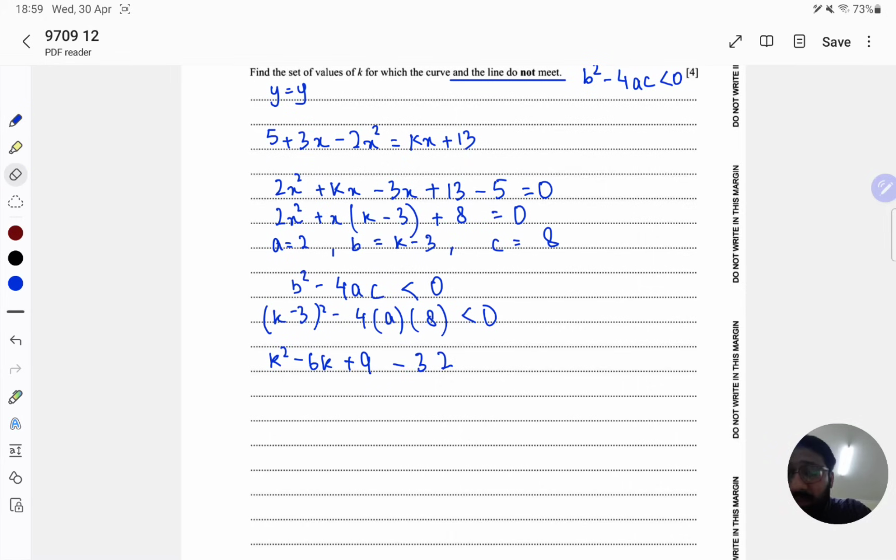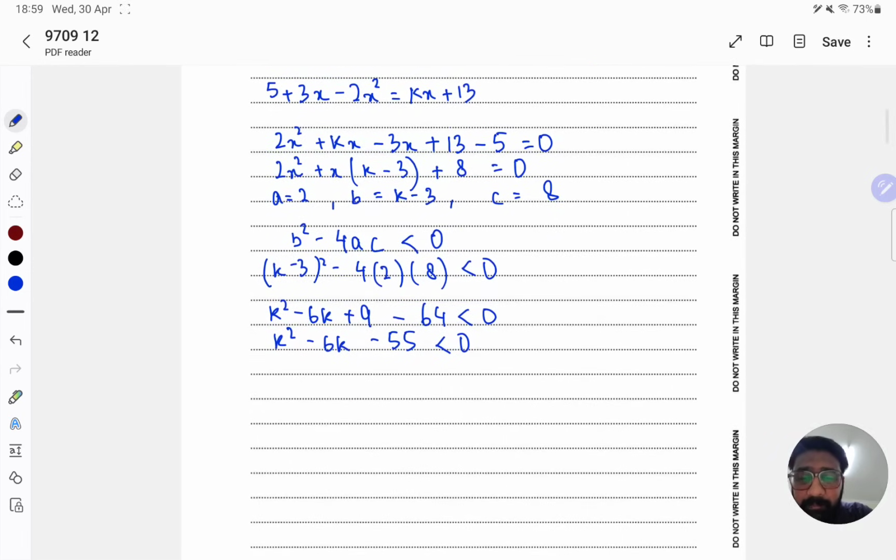The value of a is 2, so it will be 64, not 32. So 64 less than 0. So k square minus 6k minus 55 less than 0. The two factors will be 11 and 5. So k square minus 11k plus 5k minus 55 less than 0.